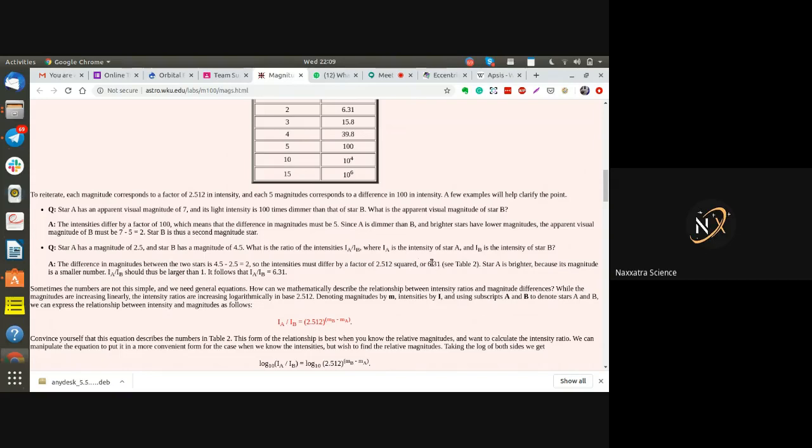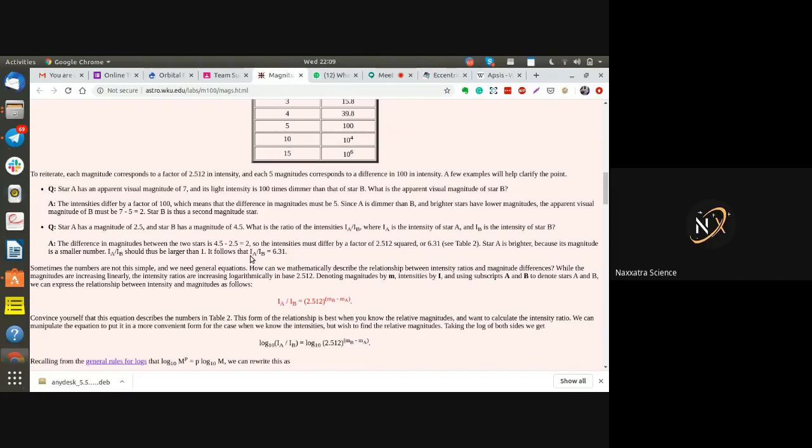And this already tells you the intensity ratio, not the difference. It's not telling you IA minus IB. It's already telling you IA divided by IB, right? Star A is brighter because its magnitude is smaller. So yeah, IA by IB should be larger than 1. So 6.31 is the correct answer.